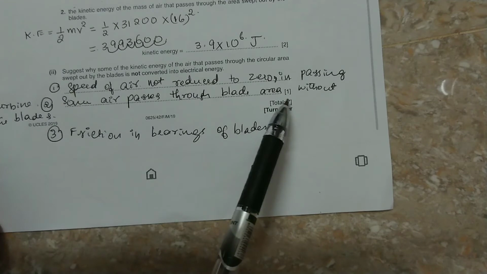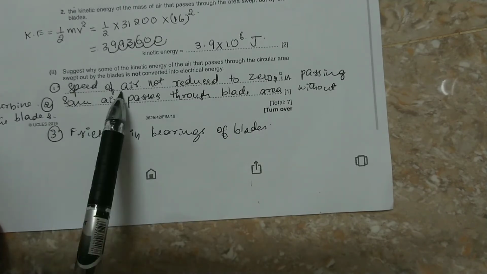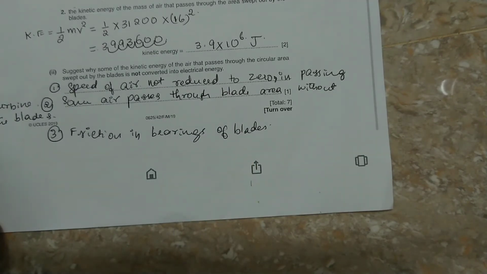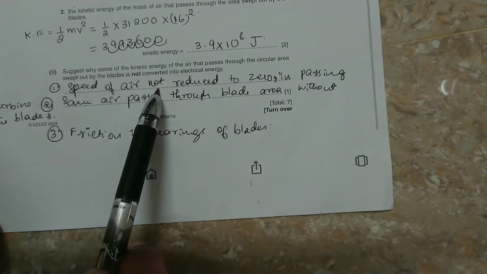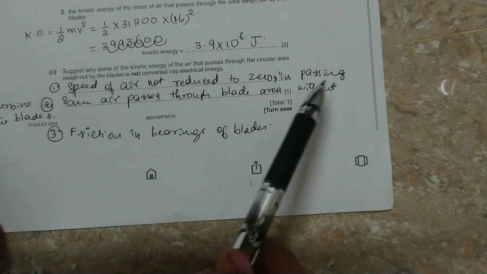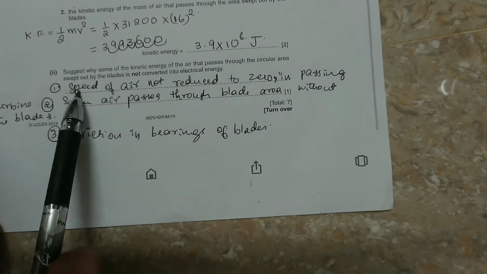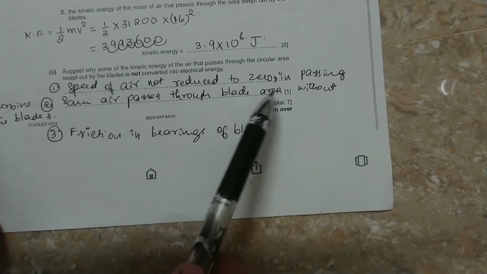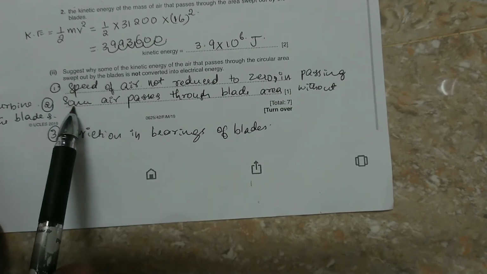Okay, so it is for one more question. You can write any one of the answers. Speed of air is not reduced to 0 when it is passing through the turbine. You can write this as 1 point, or you can say some air passes through the blade area without hitting the blades. This is the best answer, I guess.